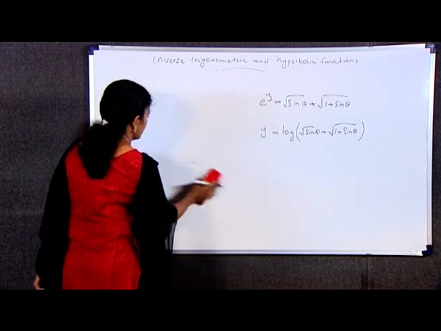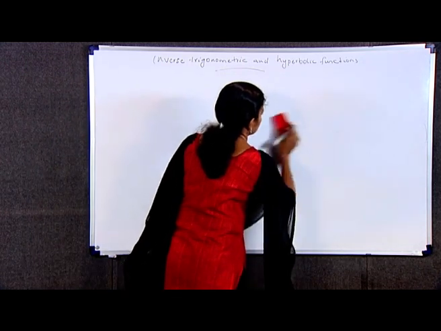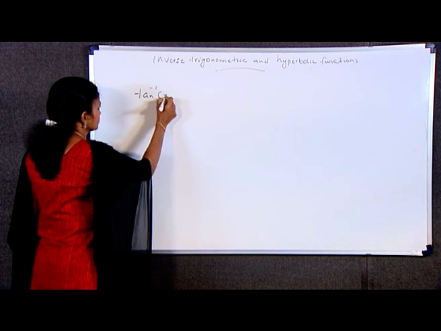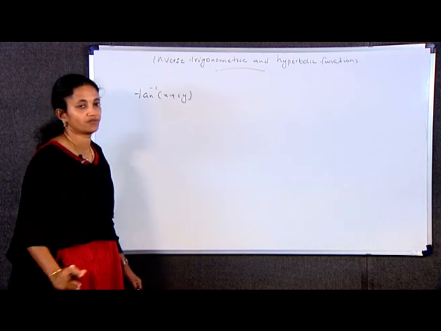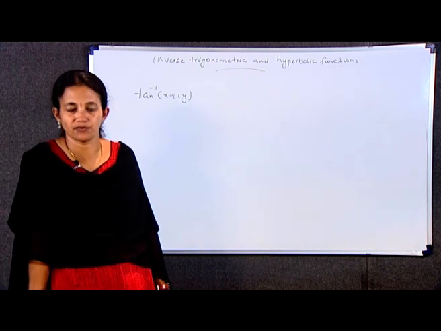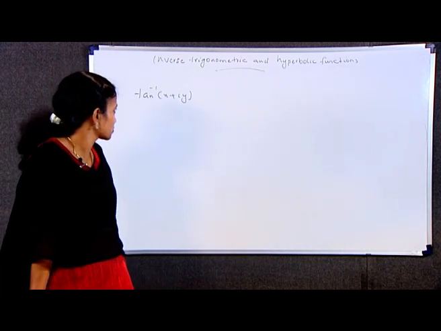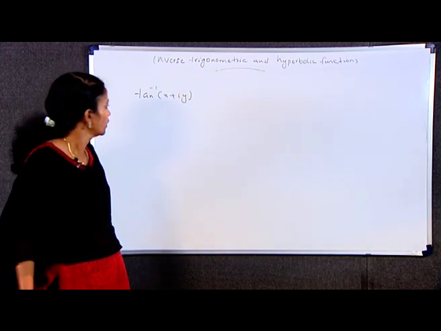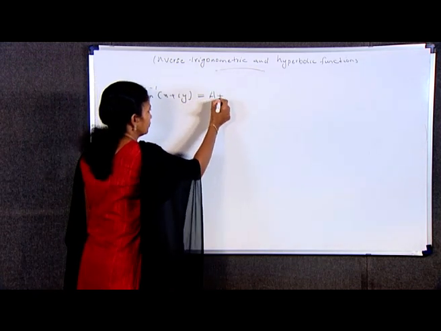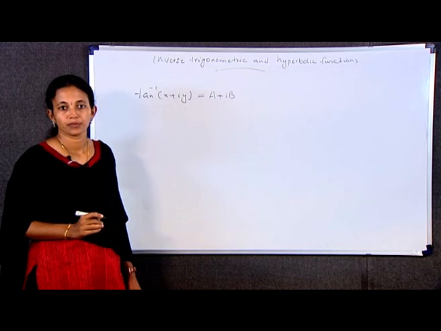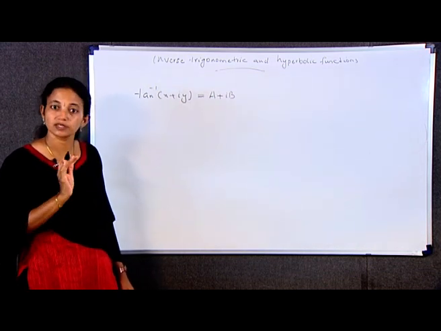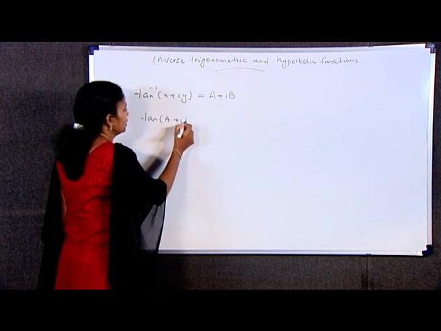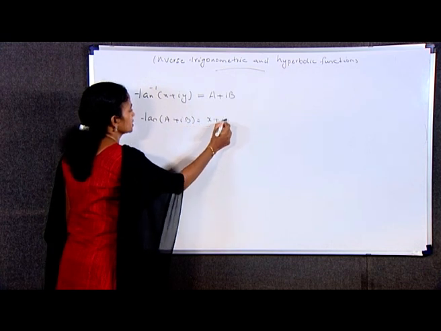Next one is tan inverse. We have to separate the real and imaginary part of this function, and also express tan inverse of x plus iy. Let tan inverse of x plus iy be equal to a plus ib. Then tan of a plus ib is equal to x plus iy.